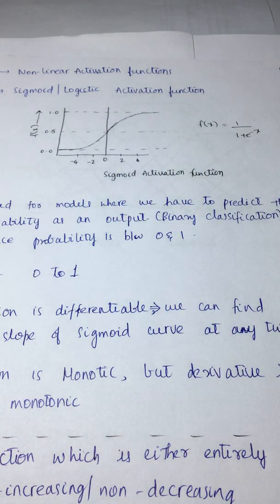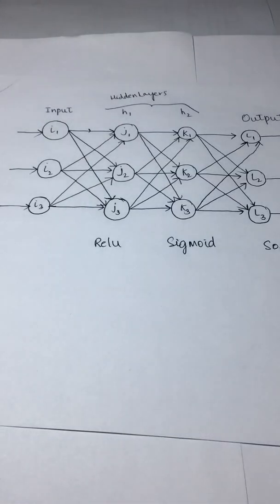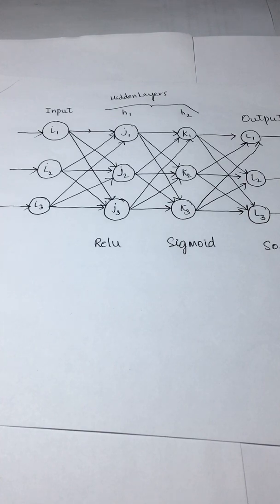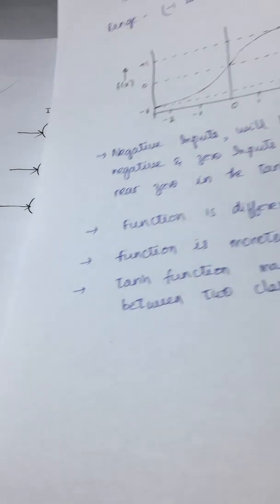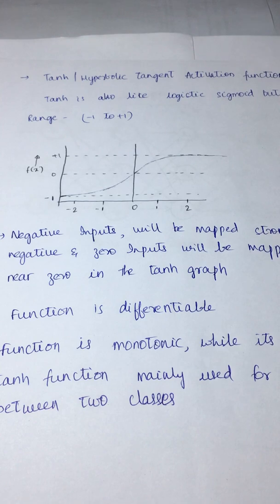So this is an example of a monotonic function. But the derivative of this particular sigmoid is not monotonic. Okay, so this is the second type of activation function, basically a sigmoid activation function. Another important activation function is tanh. Tanh is nothing but your hyperbolic tangent activation function.